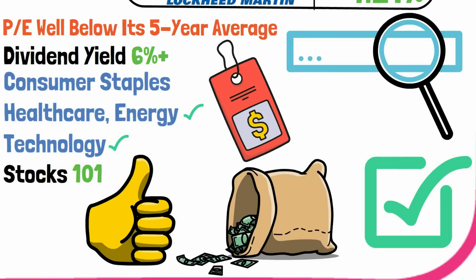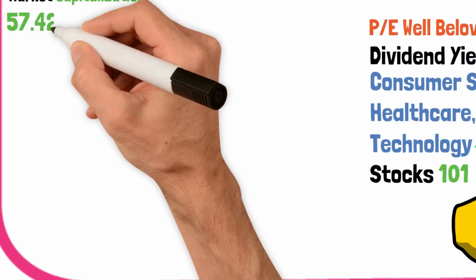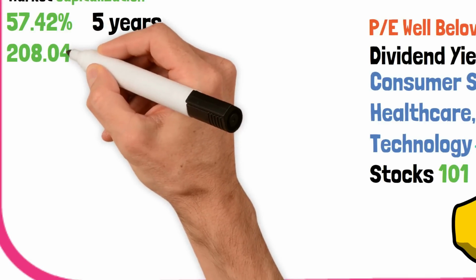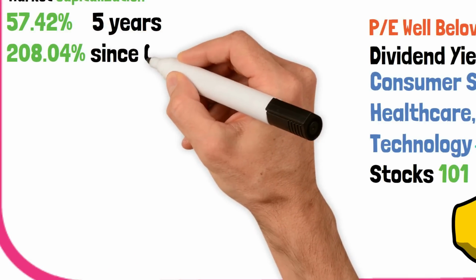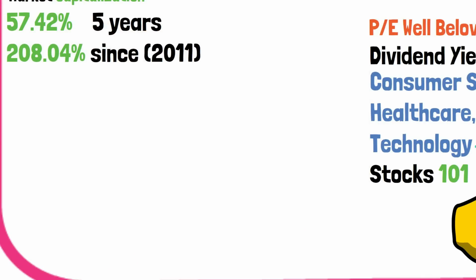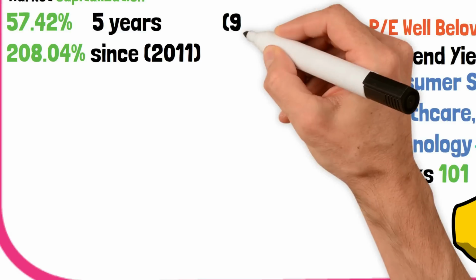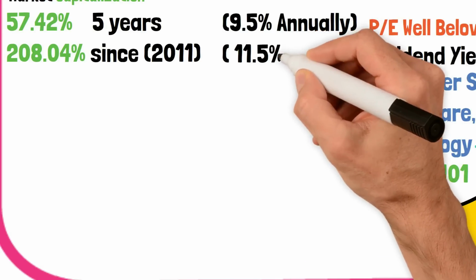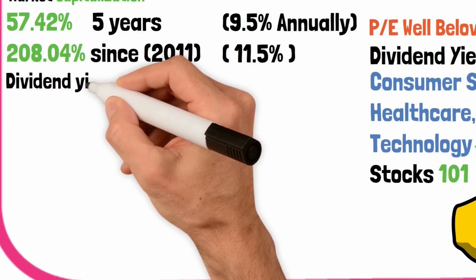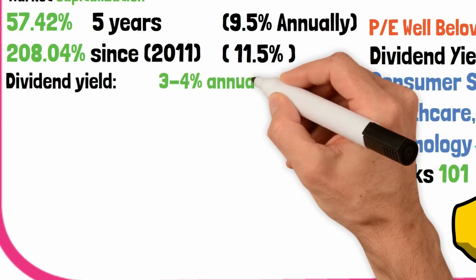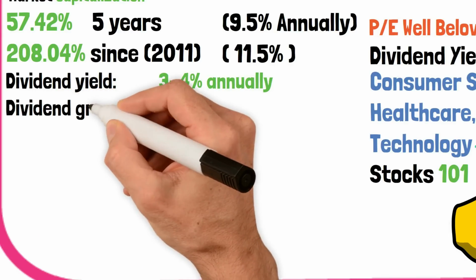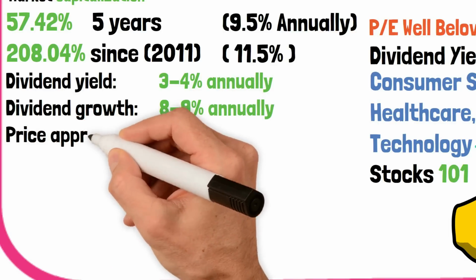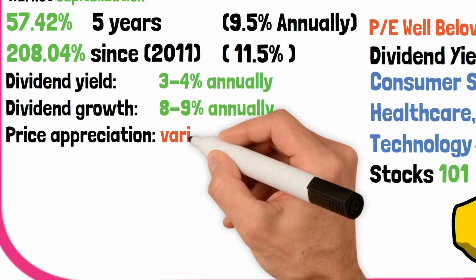Historical performance analysis. SCHD has delivered 57.42% over 5 years and 208.04% since inception in 2011, translating to approximately 9.5% annually over 5 years and 11.5% since inception. Breaking this down: dividend yield, 3 to 4% annually; dividend growth, 8 to 9% annually; price appreciation varies significantly yearly.